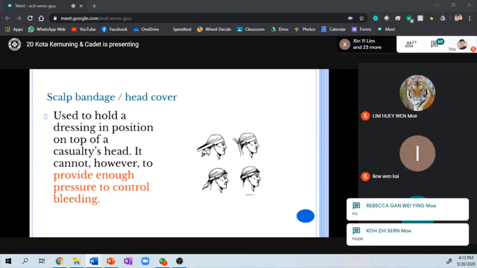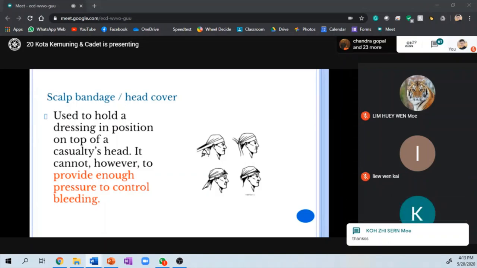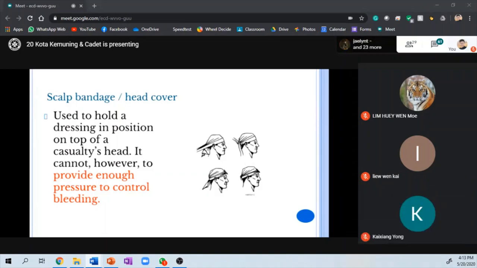Okay, good. And then the scalp bandage means the bandage on the head, called the head cover. This is used to hold the dressing in position, like the sterile dressing, the gauze things. It is probably used when the head is injured. It can give enough pressure to control bleeding because it is tight enough to control the bleeding.